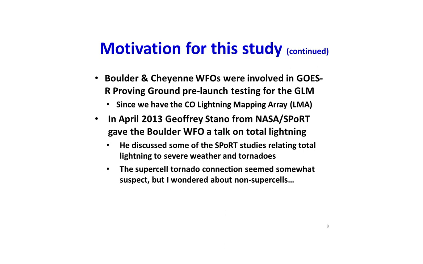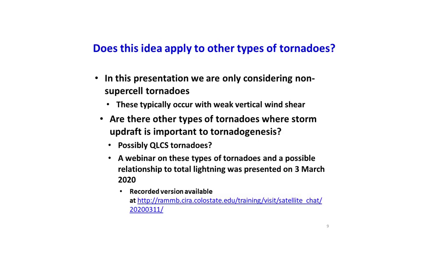He talked about some of the SPoRT studies, and maybe you've heard of some. They made some claims with supercell tornadoes, and I think they backed down a little bit, but there's certainly a good correlation with lightning jump and severe hail. But the supercell tornado connection seemed a little more dubious, and I wondered about non-supercells. But before we get to that, you may wonder, and I've thought about this a little bit: what about other kinds of tornadoes besides supercells?